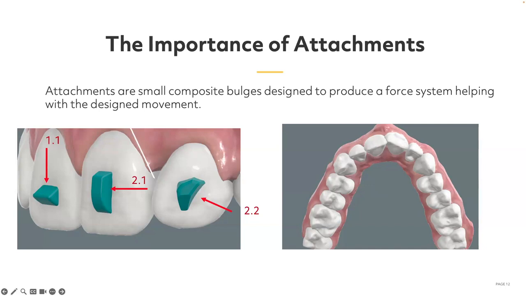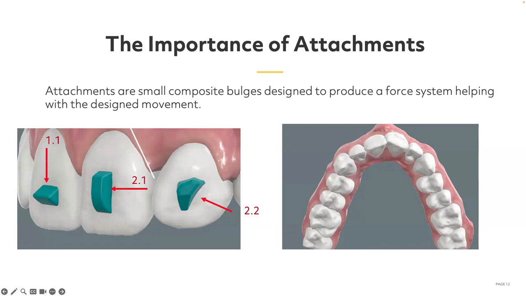So if you see the picture on the right, you are going to see this is a refinement case with a lot of missing movement. It's missing rotation, it's missing expansion, because we don't have the correct amount of attachments and probably the correct shape of the attachments. Because as you see, the attachments there are very small. And why do we need attachments? Because the shape of the anatomy of the tooth is very plain, it's very round.